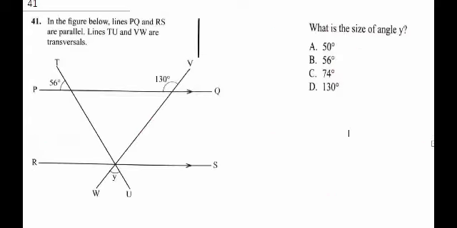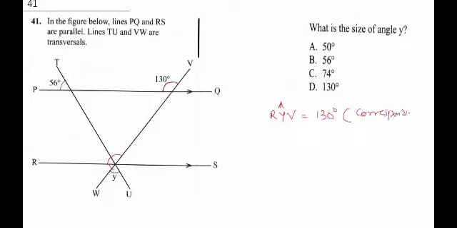Question 41 says, in the figure below, line PQ and RS are parallel. Line TU and VW are transversals. What is the size of angle Y? In order to solve this question, we will say angle YV. Okay, so that's here. It's 130 degrees.